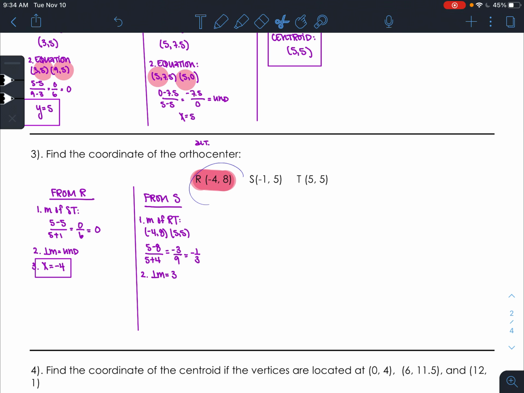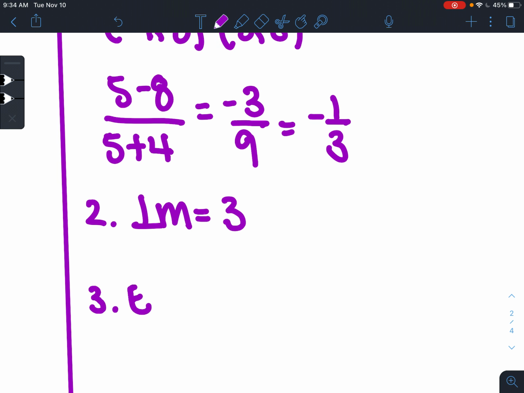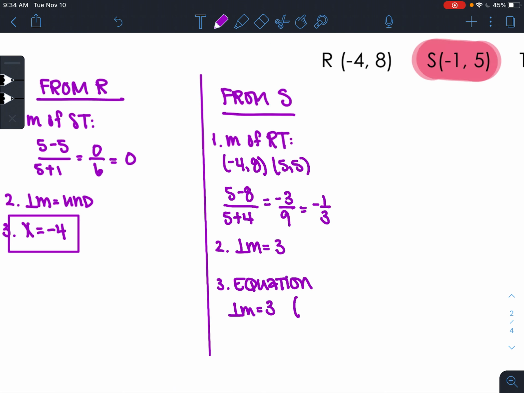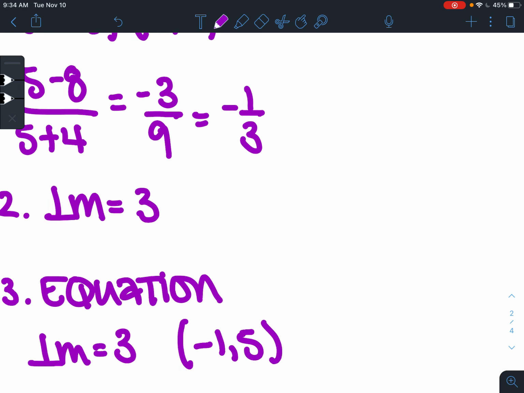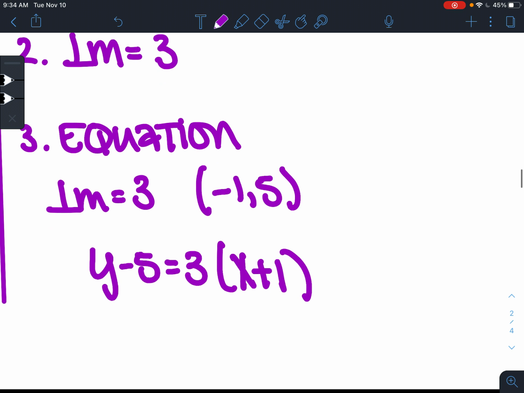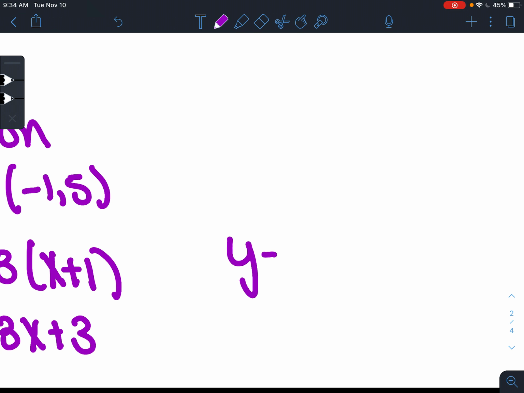And so we said it had to come from S. So I'm going to now write the equation, all right, that comes from S, has my perpendicular slope. So I'm going to write the equation that has my perpendicular slope of 3, and it has to pass through -1, 5. So I'm going to have y minus 5 equals 3 times x plus 1. I'm going to distribute that 3 through, so y minus 5 equals 3x plus 3. I'm going to add that 5 over, so my equation is y is equal to 3x plus 8.